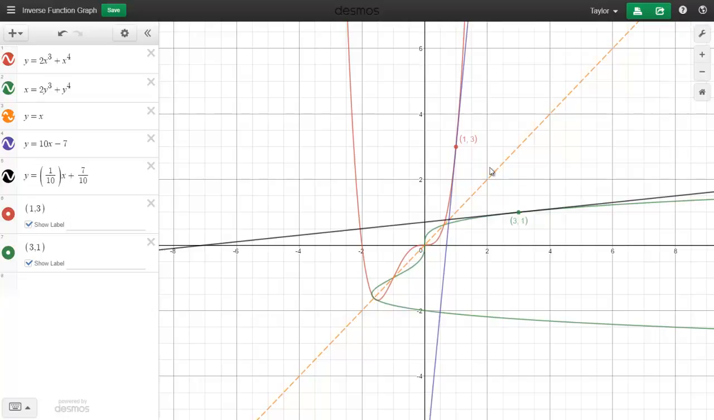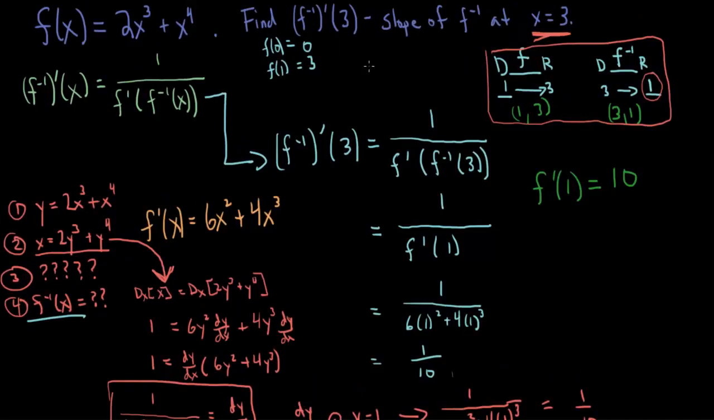We can also figure out, which we could have figured out otherwise, but we know automatically that if this slope is 1/10, then the slope at this point has to be 10, even though we could have found that out very easily otherwise by just evaluating f prime at 1. So that's that. Now, what else do we want to look at here?